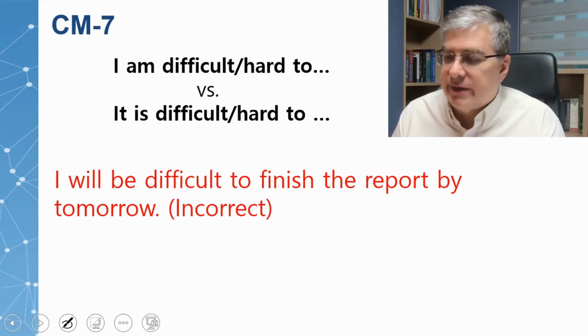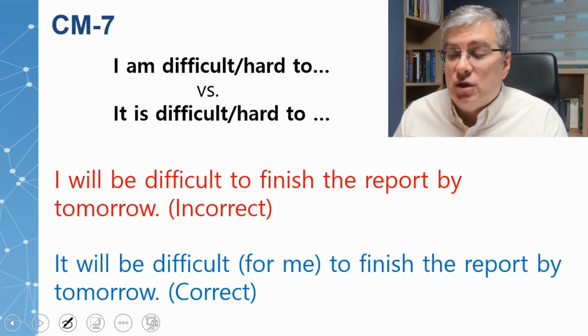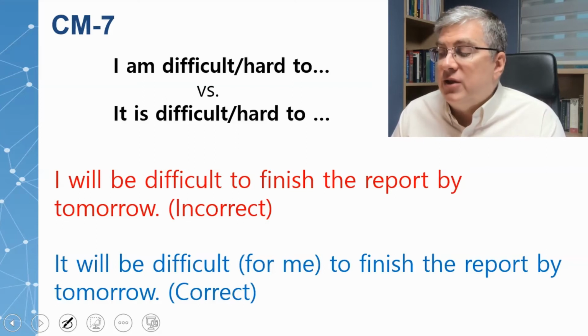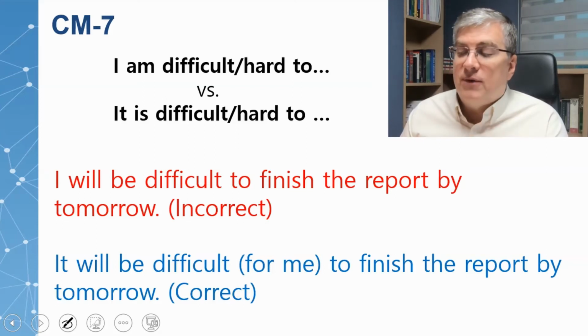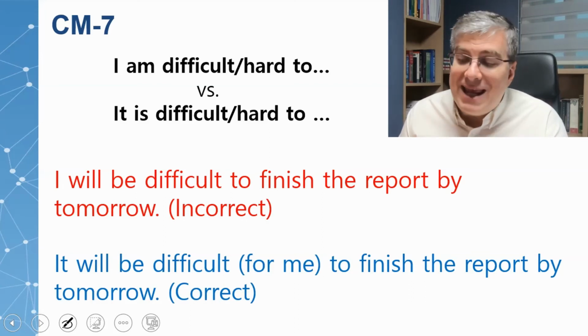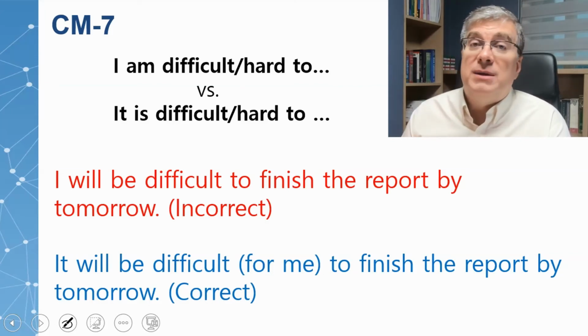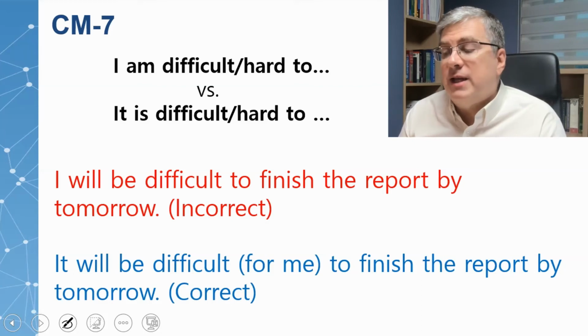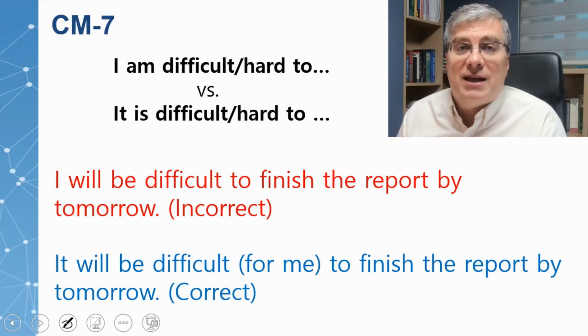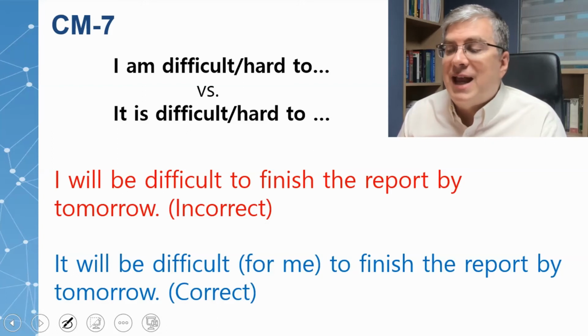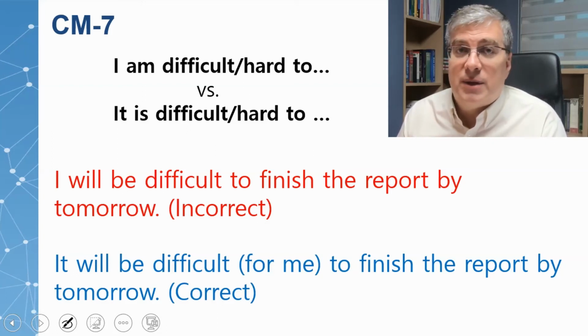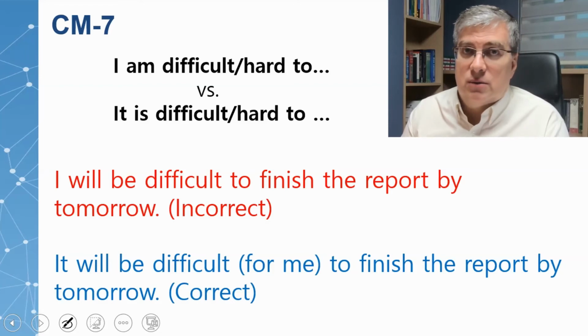That doesn't make sense. I will be difficult to finish the report by tomorrow. That is not correct. It should be it will be difficult for me. You don't have to include for me, to finish the report by tomorrow. So it will be difficult to finish the report by tomorrow. That is correct. You don't have to say for me. But it refers to the situation. You're talking about the action. That action is going to be difficult. It will be hard. But like I said, I don't hear this too much nowadays. Sometimes I hear it, but be careful. Don't say I am difficult or we are difficult to do something. Say it is difficult to do. Okay.